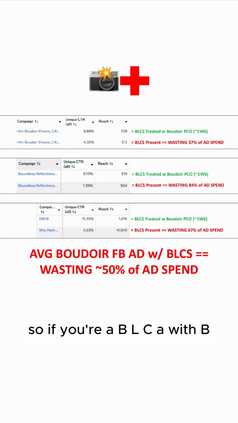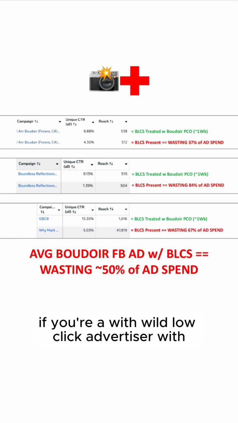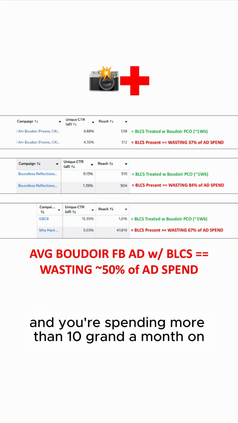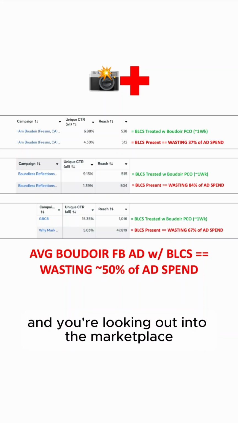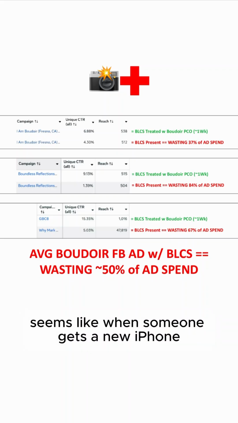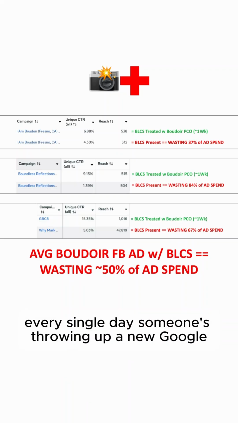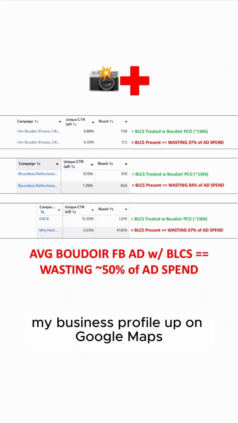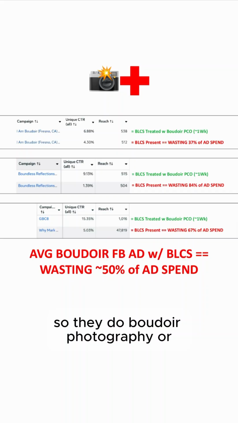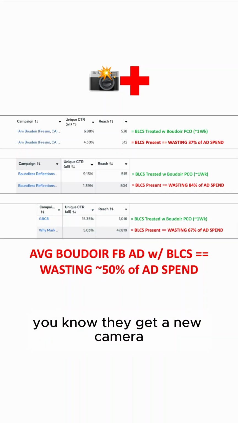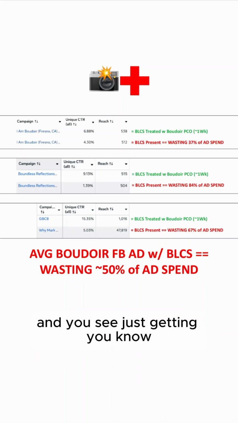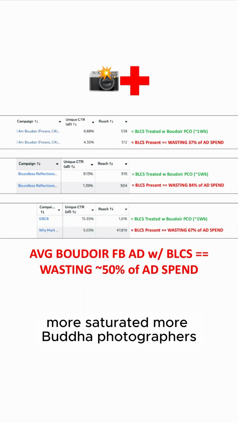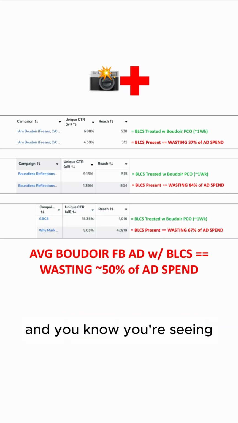So if you're a BLCA with BLCS, so if you're a Boudoir low click advertiser with Boudoir low click syndrome, and you're spending more than 10 grand a month on Boudoir Facebook ads, and you're looking out into the marketplace, seeing it get more and more saturated. It seems like when someone gets a new iPhone, every single day, someone's throwing a new Google My Business profile up on Google Maps, saying they do boudoir photography, or they get a new camera, they're posting in the mom groups on Facebook saying they do boudoir photo shoots, and you see it's just getting more and more competitive, more saturated, more boudoir photographers.